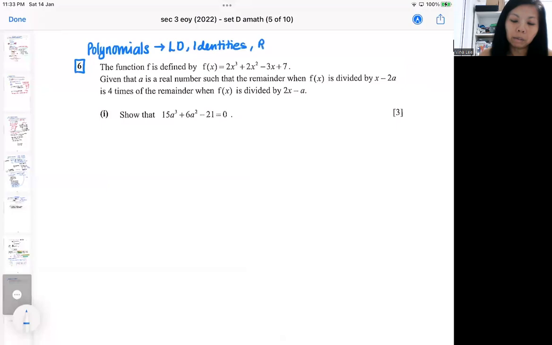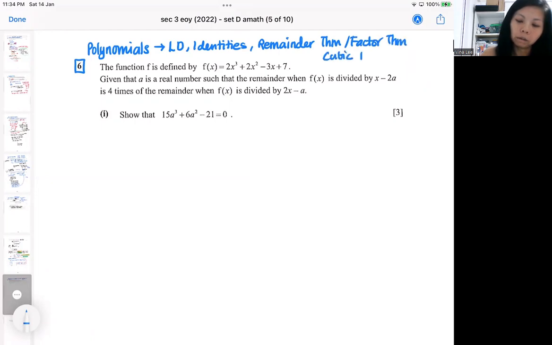And then you also learn the remainder theorem, and the factor theorem, and also the cubic equation. Because this is a very isolated topic, if this question appears for paper 1 of A Math, it doesn't appear for paper 2. Okay, so one of the things will be some students didn't recognize that it's a polynomial question. Okay, so the theme will be they talk about remainder.